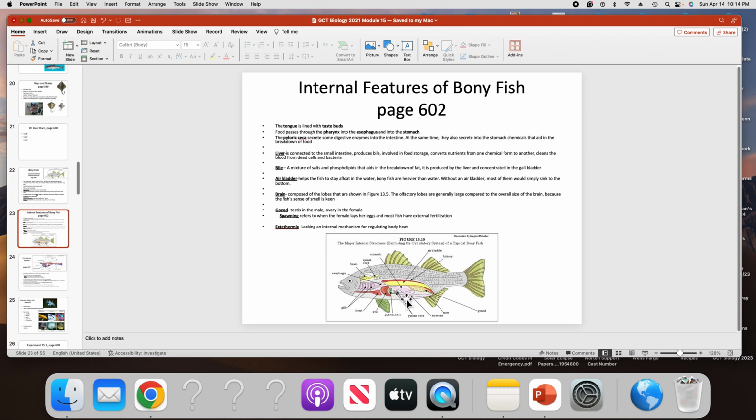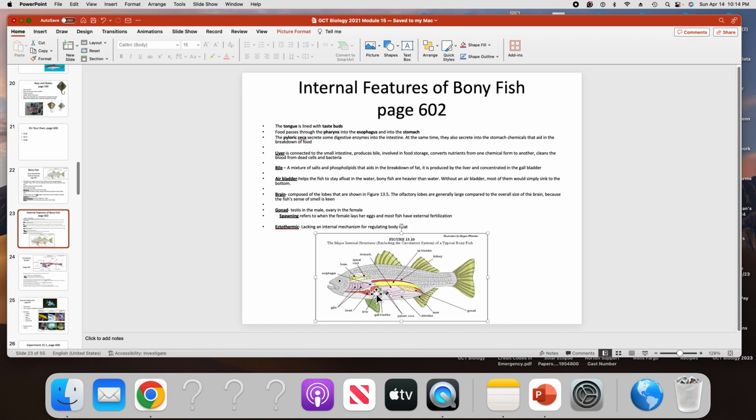The air bladder is extremely important for the fish. That's this yellow part here. It helps the fish stay afloat in water because their bodies are actually denser than water, and without that air bladder, they would sink to the bottom. The fish has a brain, that's shown here. It's composed of lobes, and the olfactory lobes are generally large compared to the brain because the fish have a keen sense of smell.